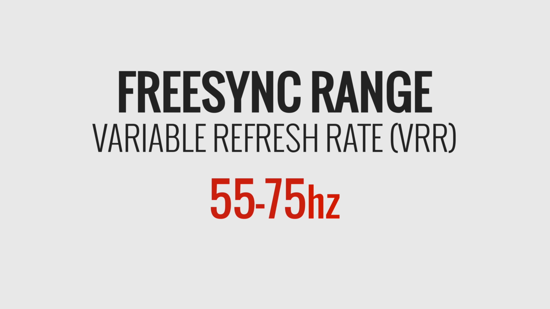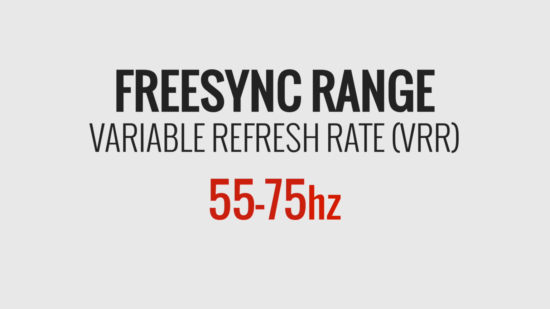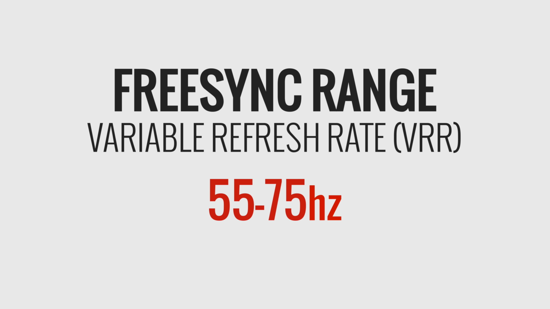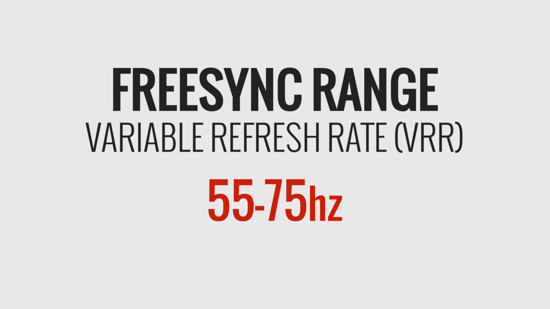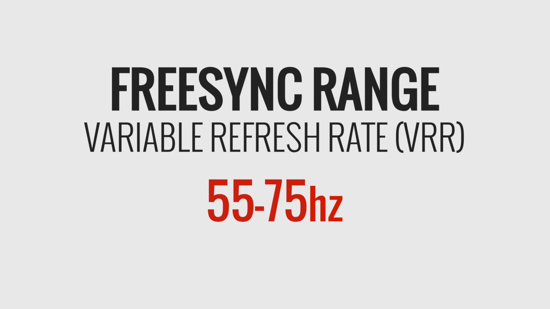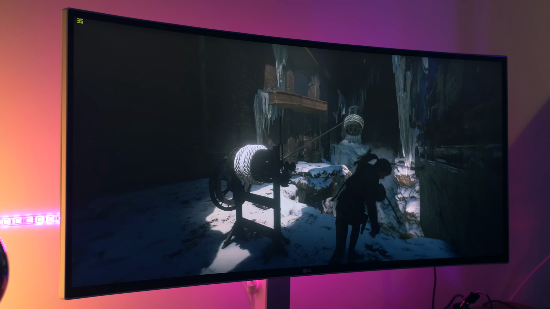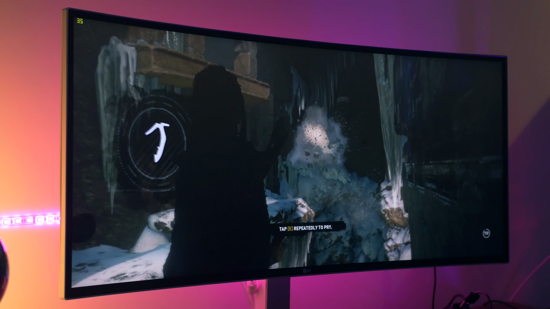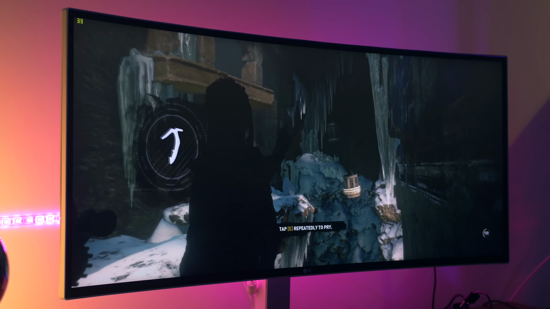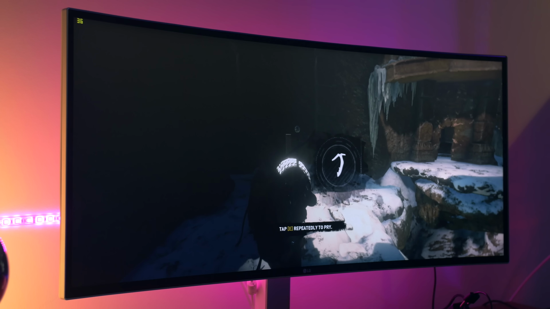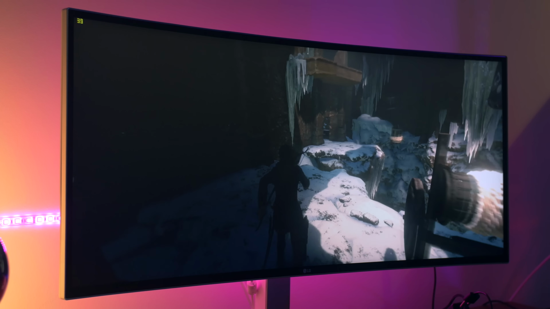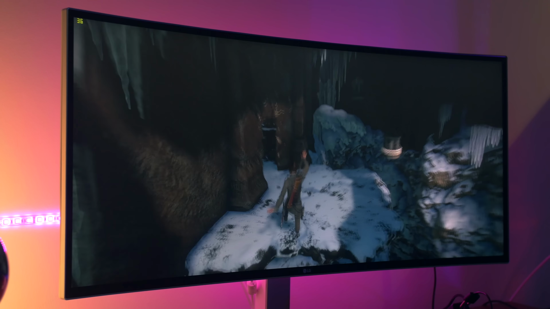So the refresh rate at native resolution is 60 Hz, but with FreeSync, our refresh rate ceiling goes to 75 Hz, so effectively overclocking the panel for smoother gameplay. The sucky thing about FreeSync is the minimum supported refresh rate, which is 55 Hz, so when your frame rate drops below 55, you will still encounter tearing and stutter.